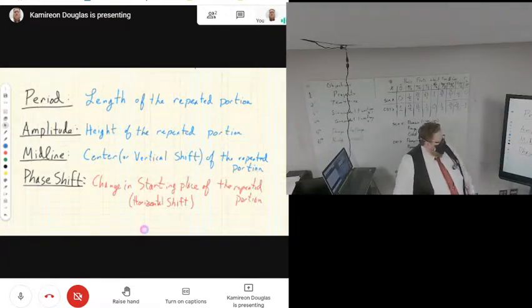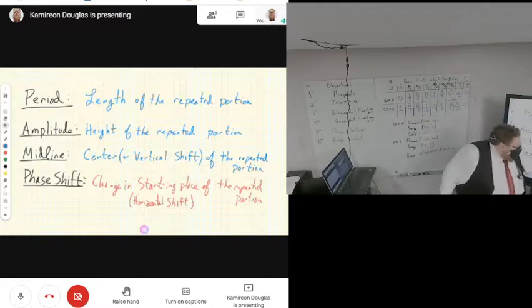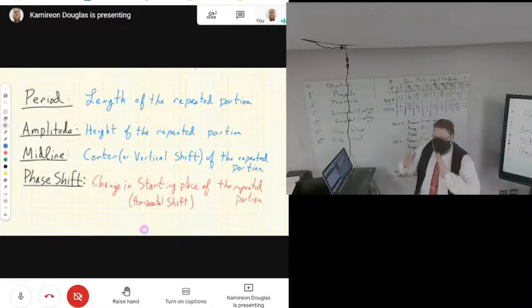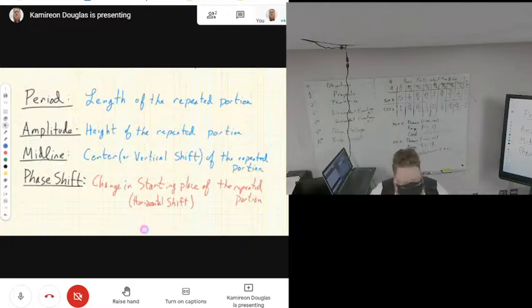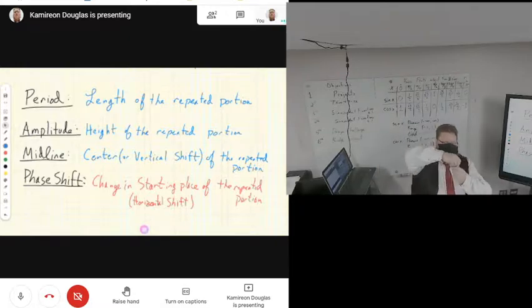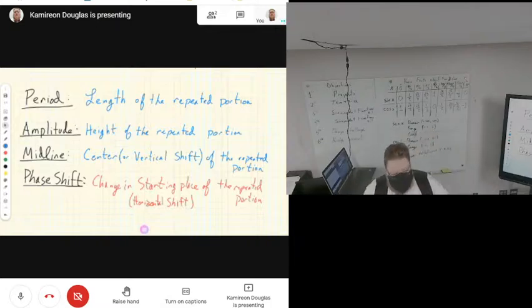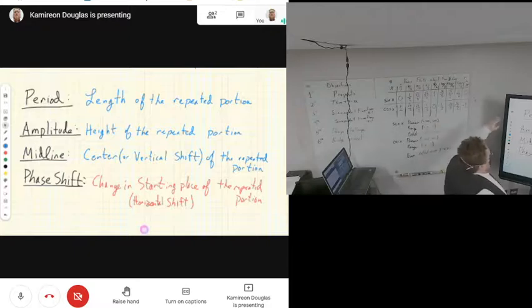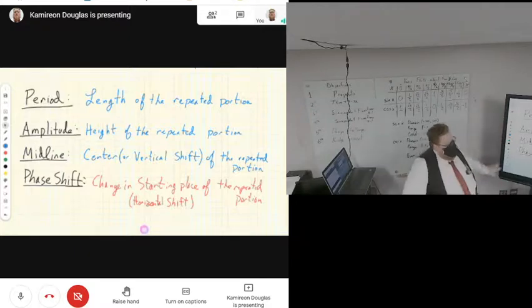And then phase shift. This is a change in the starting place of the repeated portion, so it's been moved left or right. So again, normally everything starts at 0 and lasts for 2 pi and has a height of 1. But we could shrink it, we could make it taller, we could move it a little to the left, we could move it a little to the right, we could move it a little up, we could move it a little down. All of these are changes we can make to our two basic trig functions, sine and cosine.